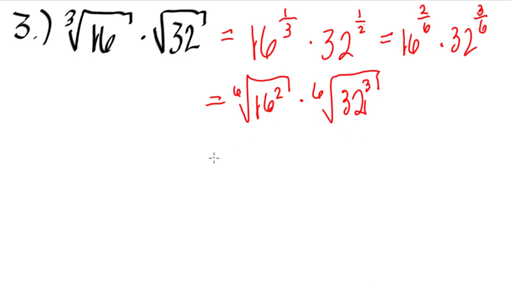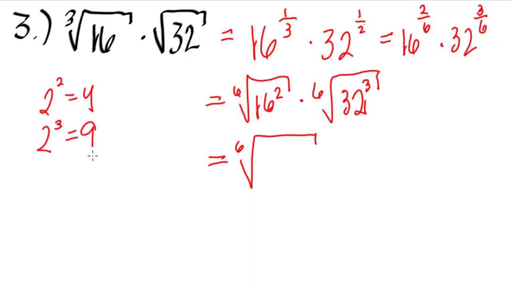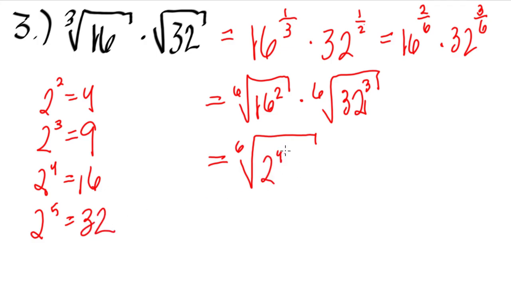So we can do some laws of exponents. Okay, be with me with this. So we know 16 and 32 are both powers of 2. So meaning we say 2 squared is 4, 2 cubed is 8, 2 raised to 4 is 16, and 2 raised to 5 is 32. So they're both in powers of 2. Therefore, let's convert them to powers of 2. So the sixth root of 2 raised to 4 raised to 2 times the sixth root of 2 raised to 5 raised to 3.